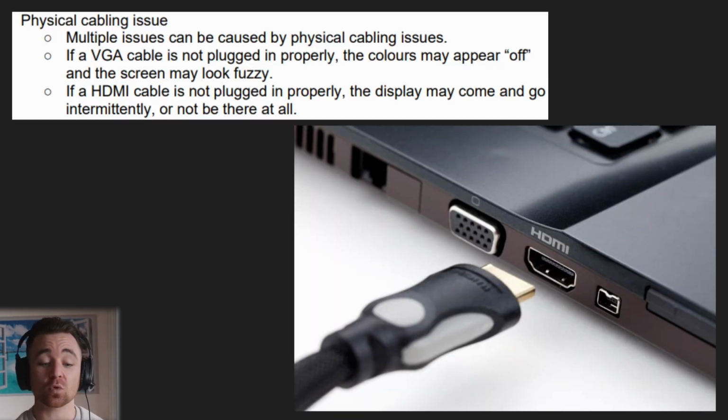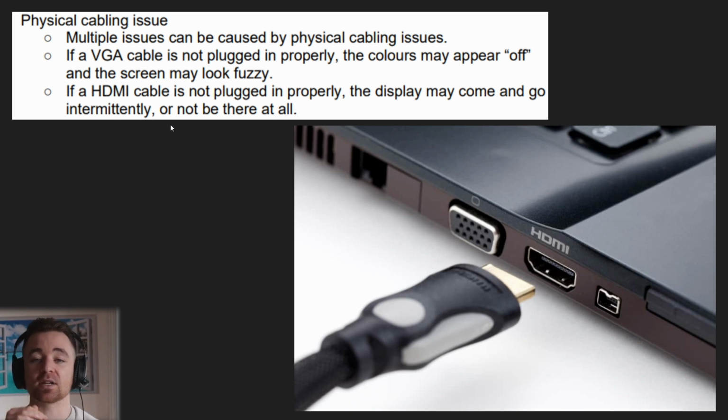The second one is a physical cabling issue. It might be that your cable is plugged in properly. You do have it set to the correct data source. However, issues can occur due to physical cabling issues. Some of those issues are if you are using a VGA cable, but it's not plugged in properly, it's a bit loose, you might experience the colors being a little bit off, or not having accurate color representation, or you may also have a fuzzy screen as well. However, if it's an HDMI cable that's not plugged in properly, you might have the display come and go intermittently or not be there at all.